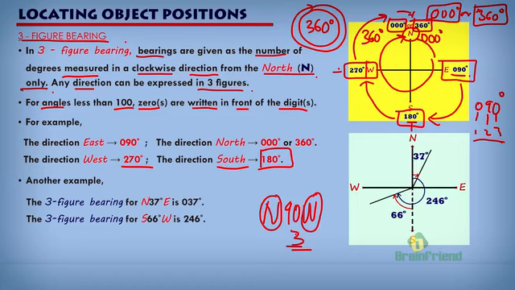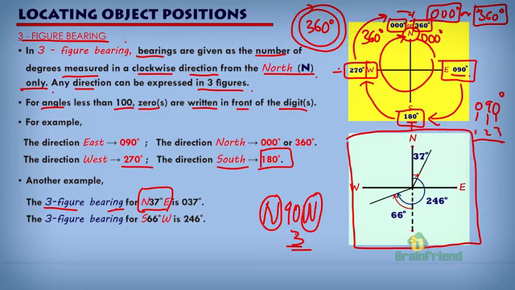Let's take another example. The 3 figure bearing for north 37 degrees east. The compass bearing name is north 37 degrees east. But in the 3 figure bearing method, that is written as 37 degrees, and we write that as 037 degrees only. Let's take a typical picture of what we mean. The 3 figure bearing here, taking our measurement from the north, we have 37 degrees exactly, and it is in between the north and the east. Using our compass bearing method, we will say N 37 degrees east.